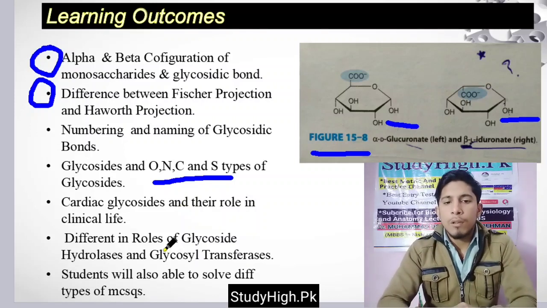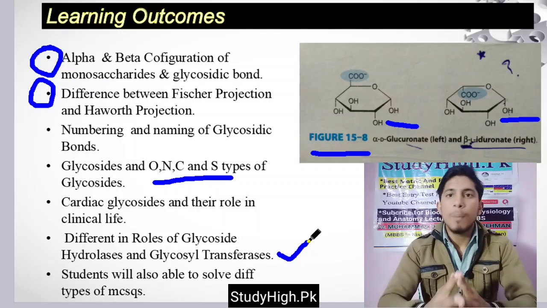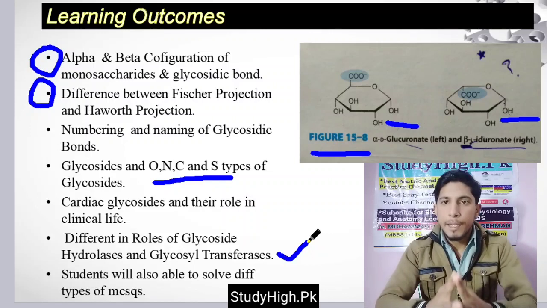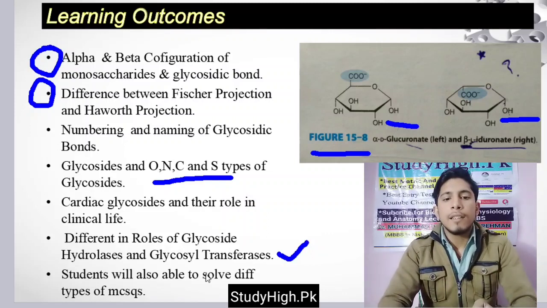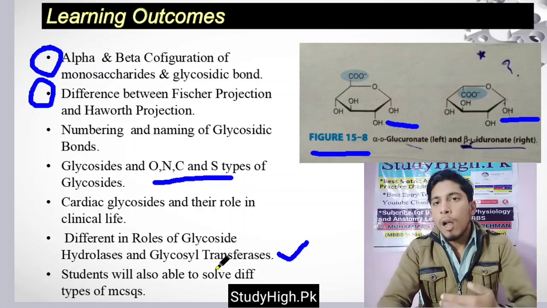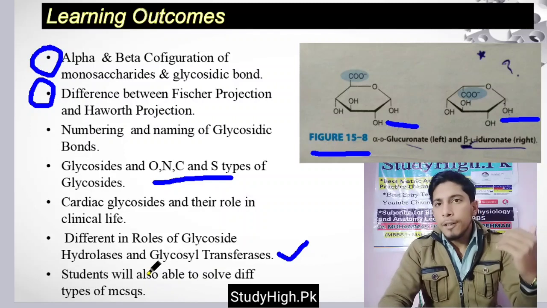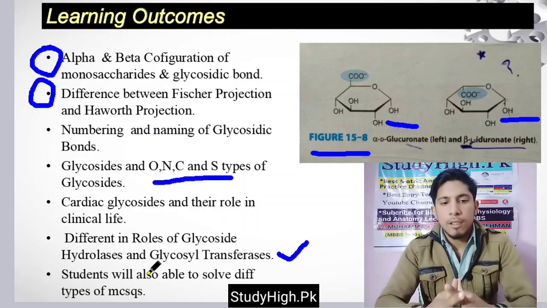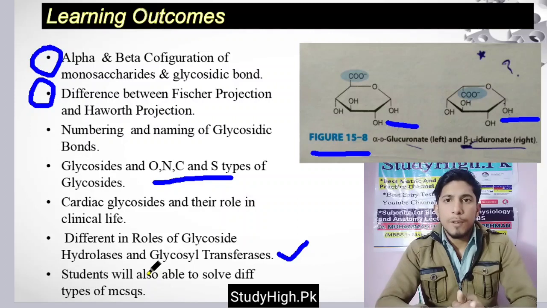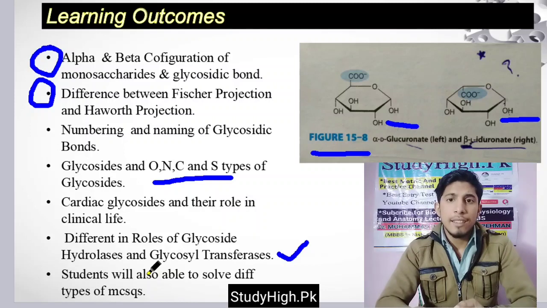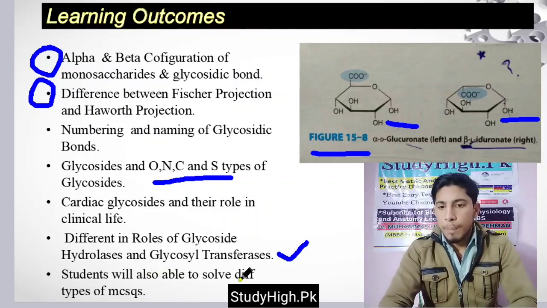And the roles of glycoside hydrolases and glycoside transferases. These two enzymes are related to glycosidic bonds. Glycoside hydrolases are involved in the breakdown of glycosidic bonds, whereas glycoside transferases are involved in the formation of glycosidic bonds. So these are the two types of enzymes related to glycosidic bonds. We will also solve some MCQs, which will help you understand this lecture to a better extent.